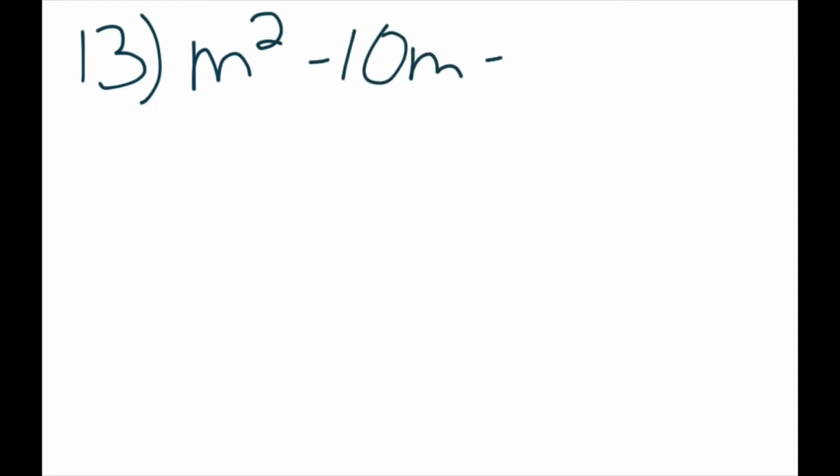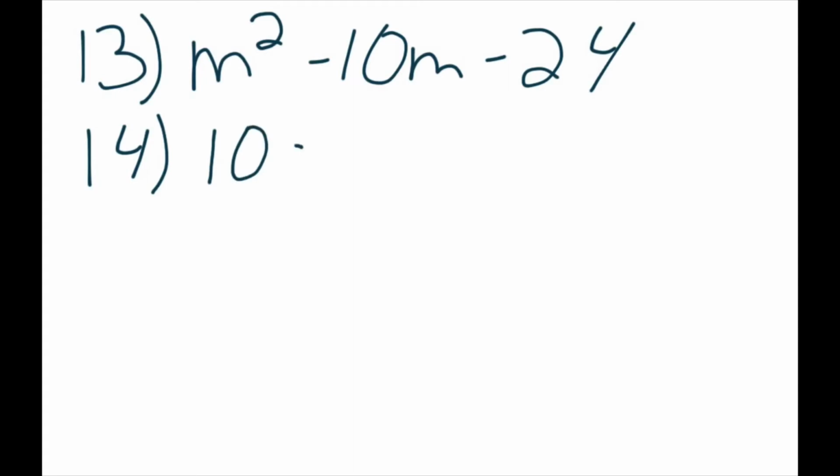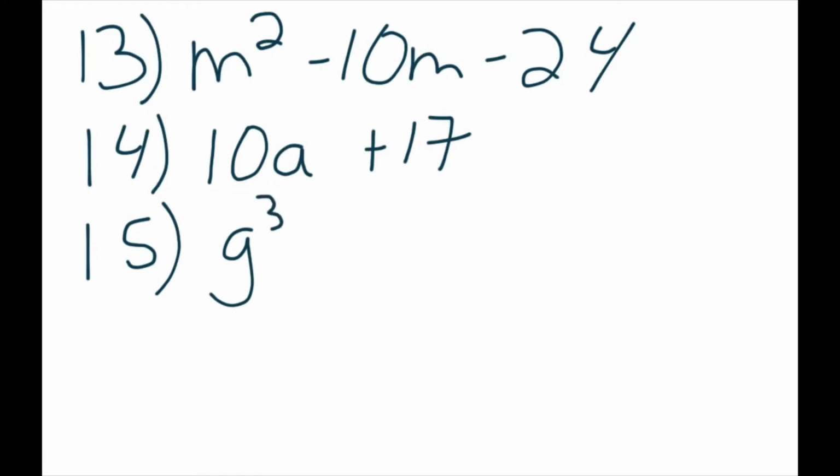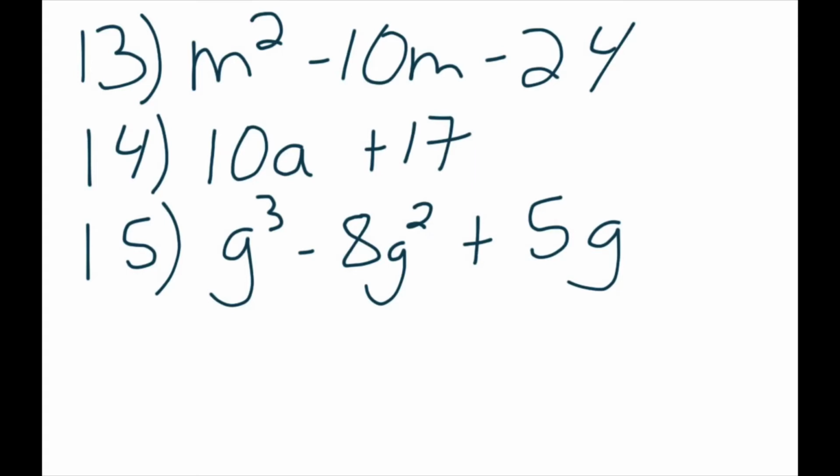Okay, I'm going to give you 13, 14, and 15 now all at once. 13 is m squared minus 10m subtract 24. Number 14 is 10a plus 17. And number 15 is g to the third power minus 8g squared plus 5g. I'm going to give you about a minute and a half to work on these. Then we'll go over the answers.